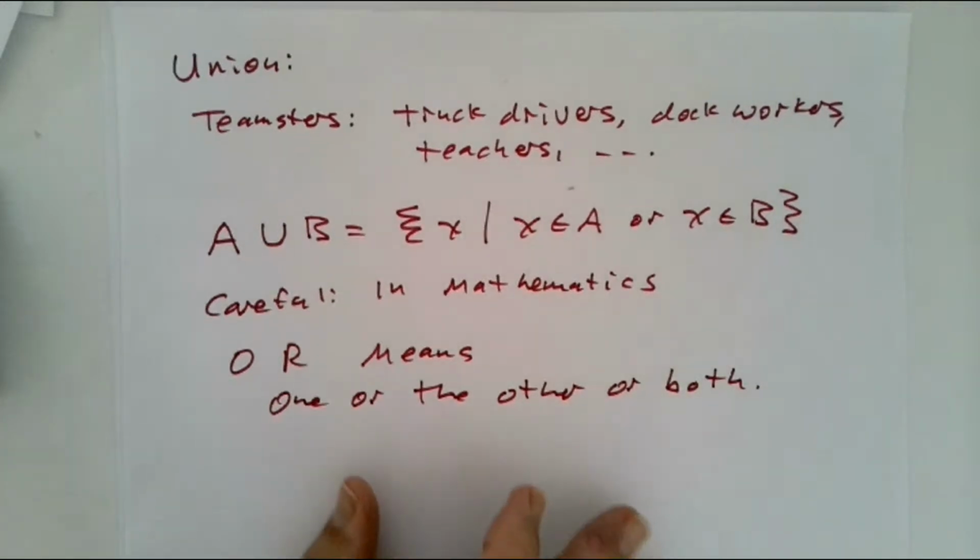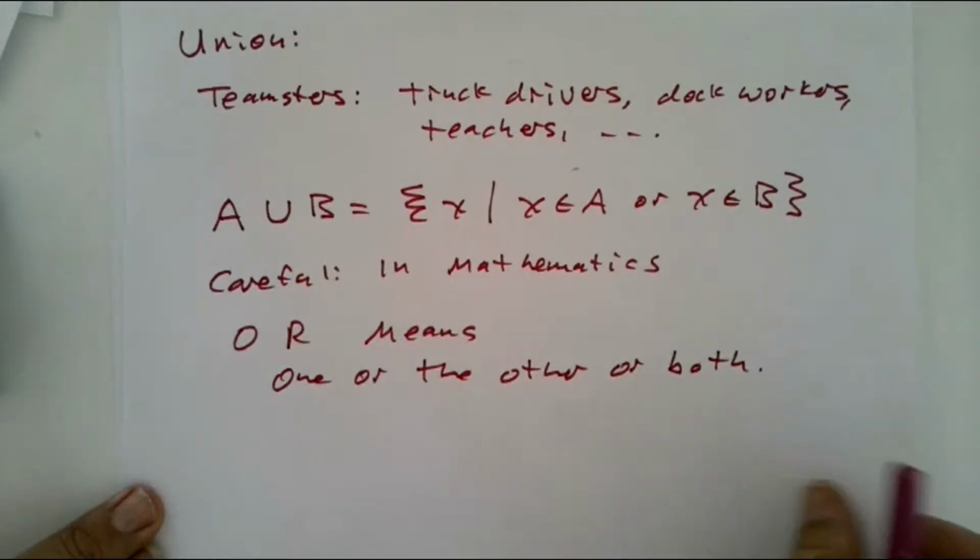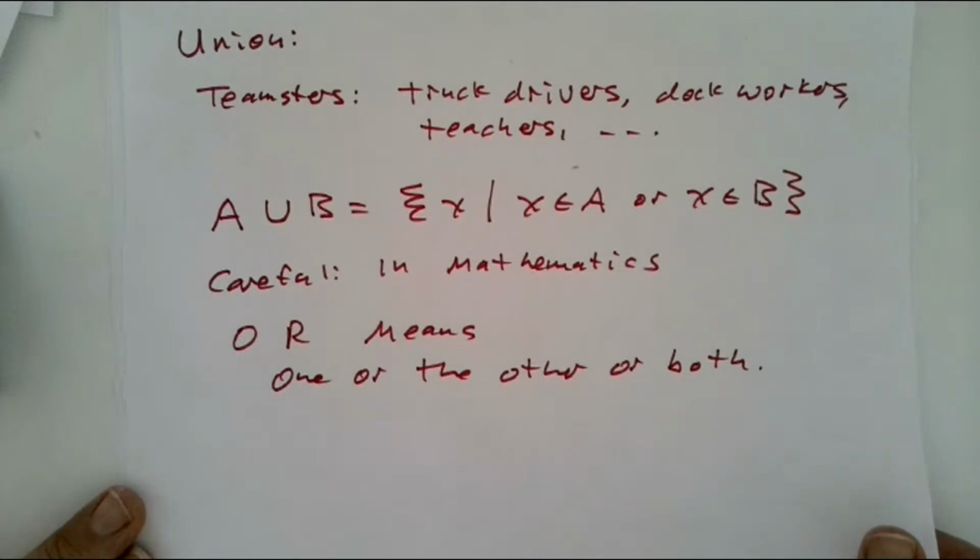In English, when we say or, oftentimes we mean exclusive or. If you say, I'm either going to go to work or I'm going to take a nap, you're implying you're going to do one but not both. In math, if I say I'm going to go to work or take a nap, and I do both, I'm still telling the truth. So understand that subtle difference between the mathematical definition of or and the standard language definition of or.